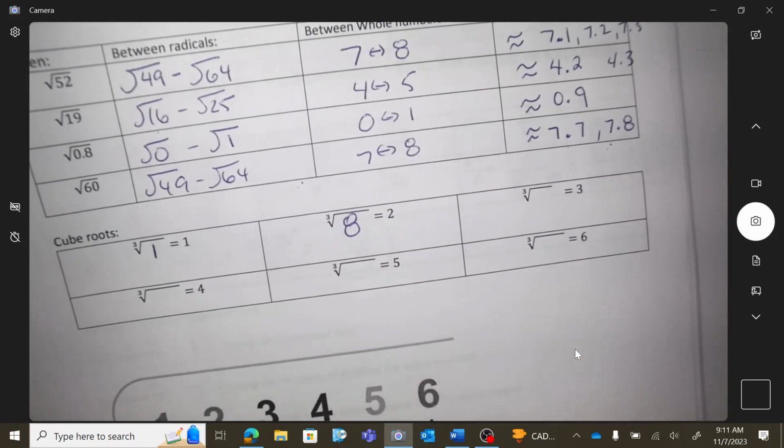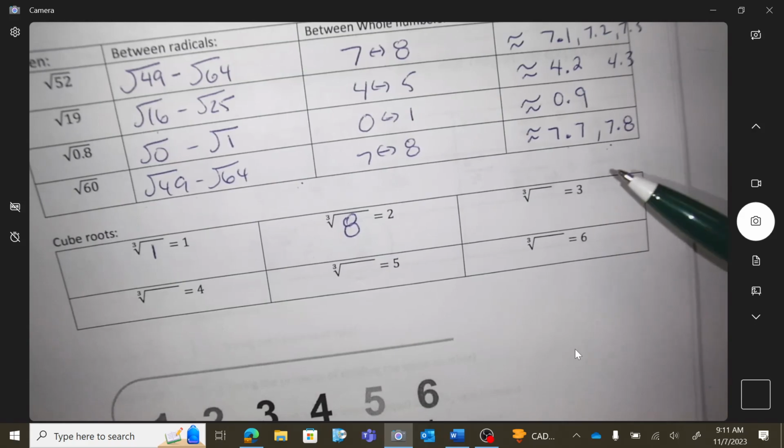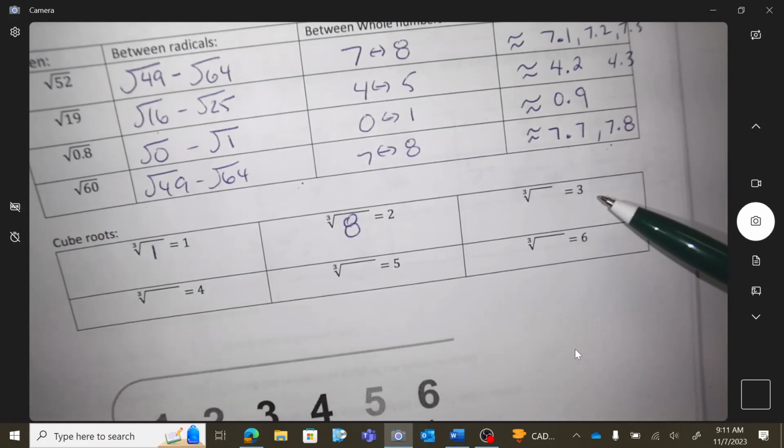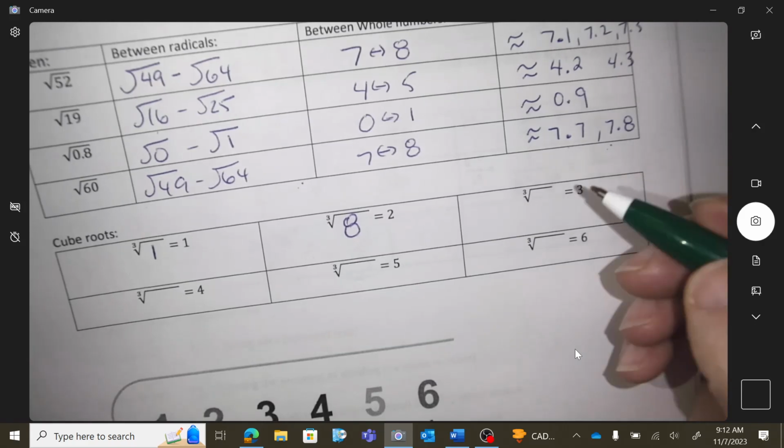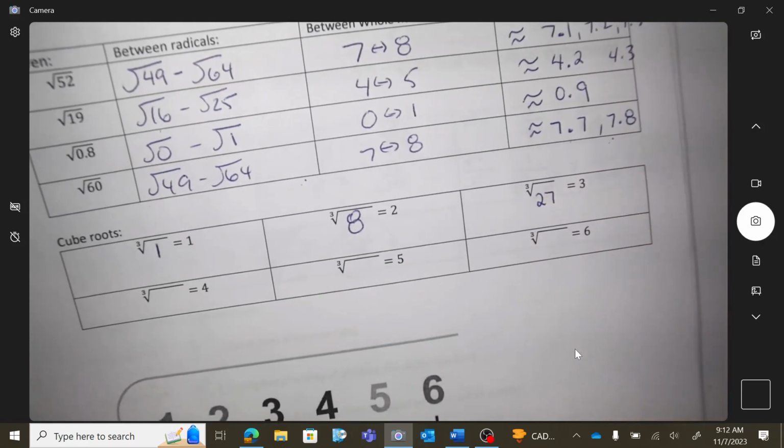Did you pick 8? 3 times 3, what are you up to? 9. Times another 3 gets you to 27.